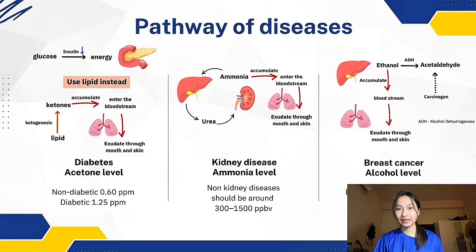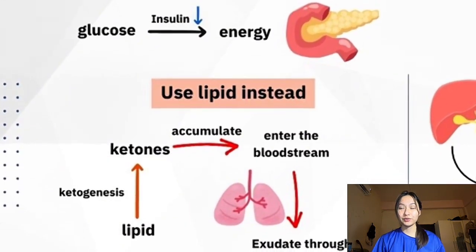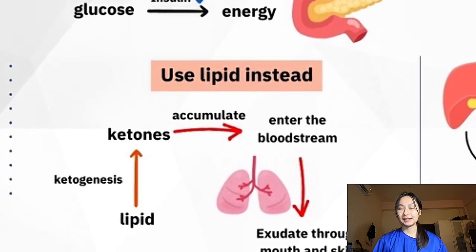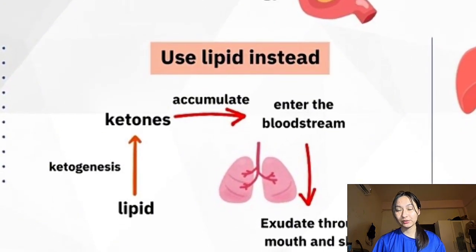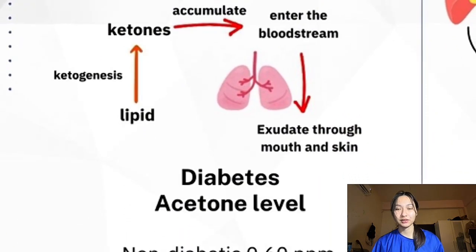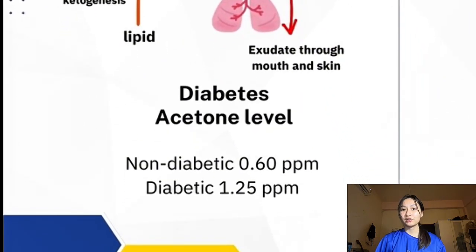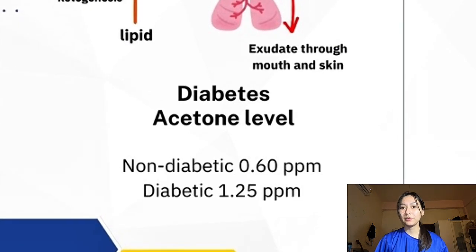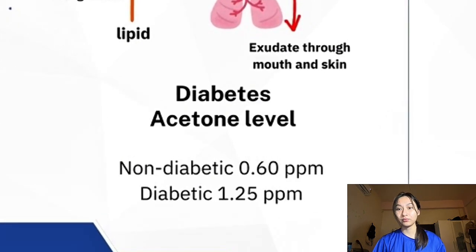For people with diabetes, when the body can't use glucose for energy, it starts using lipids instead. This process produces ketones like acetone, which accumulate in the bloodstream and are exhaled through the mouth. Normal acetone level in breath should be below 0.6 ppm, but people with diabetes have more than 1.25 ppm.